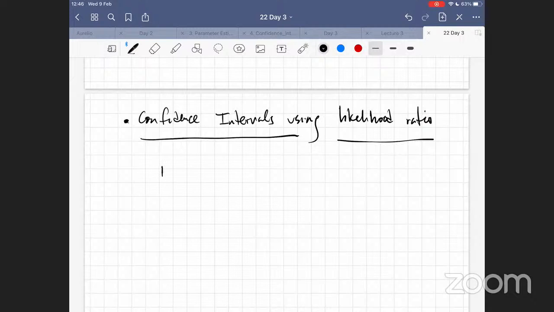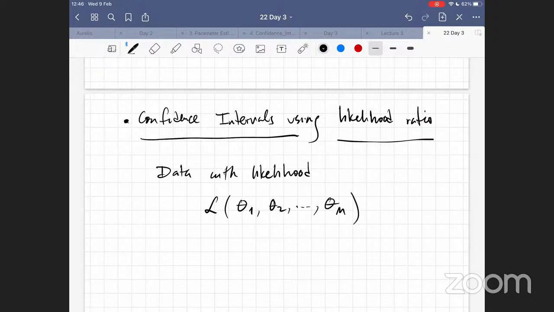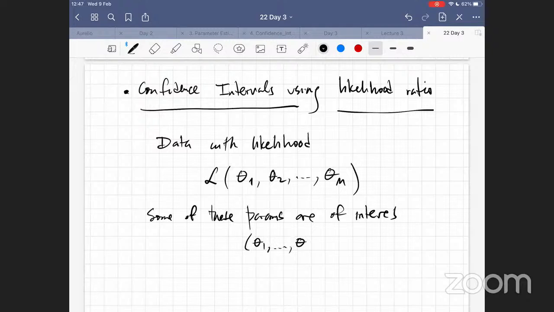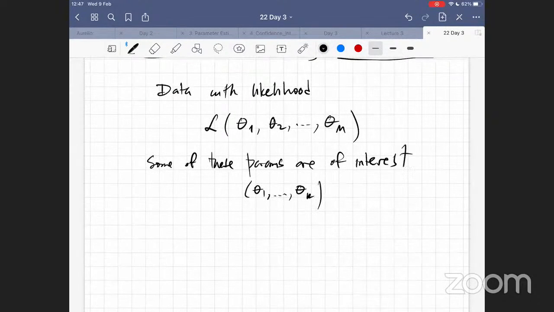Now consider the following. Consider some data distributed according to a likelihood function. I am omitting the dependence on the data now, but my function depends on m parameters. Some of these parameters are of interest, let's say a subset of these parameters from 1 to k, whereas the rest are not.